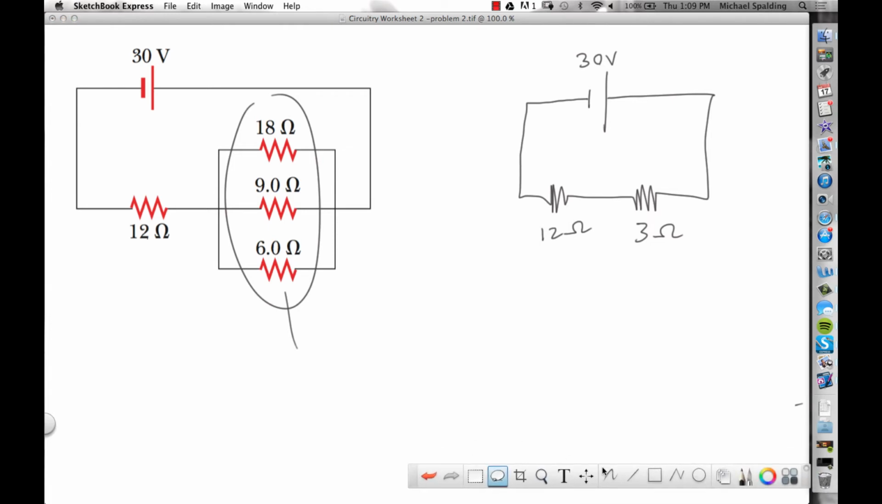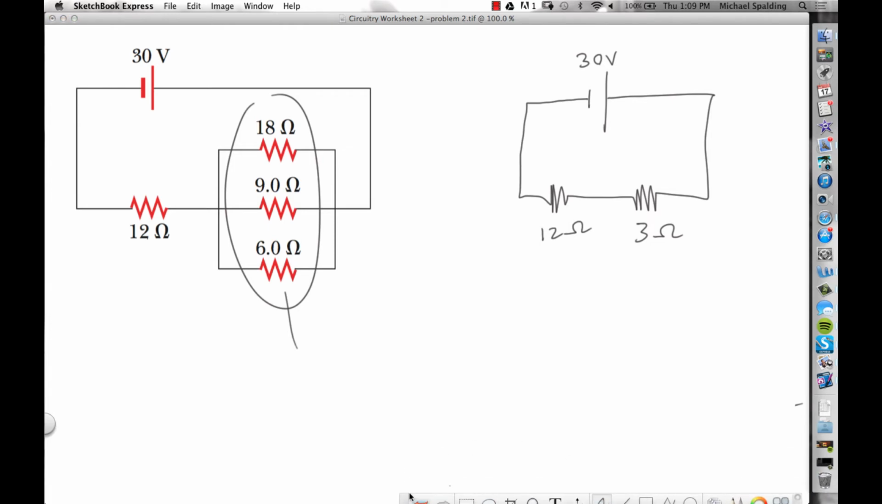Okay. Now, moving on. So we have this diagram now, and then let's just simplify it again. How do you simplify a 12 and a 3 in series? These are in series. You add them. So that's 15 ohms, 30 volt.